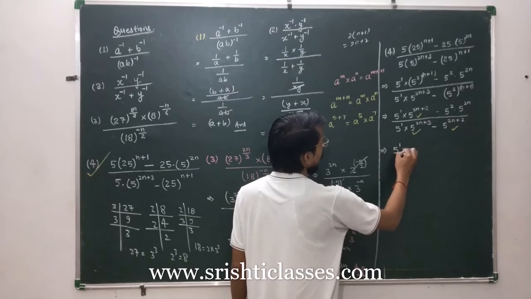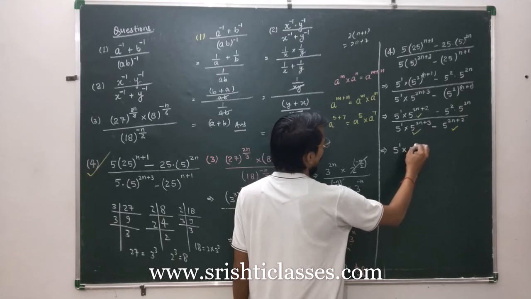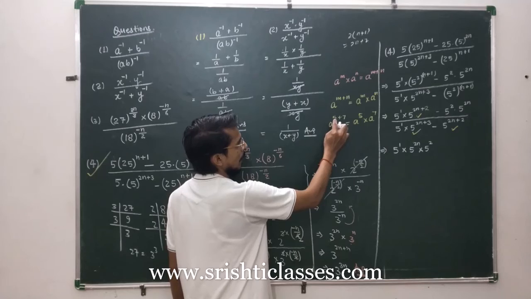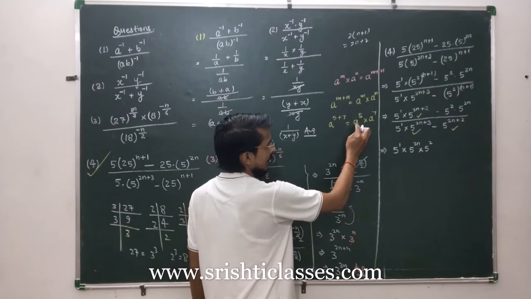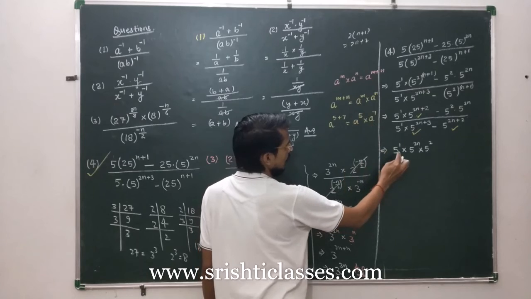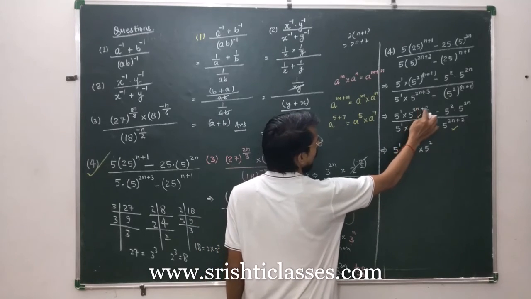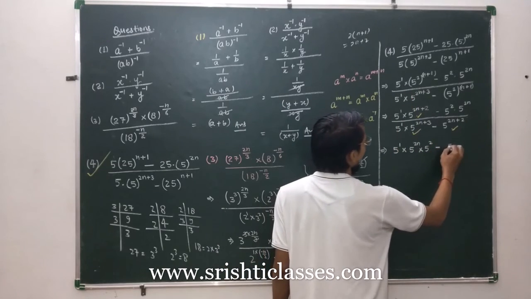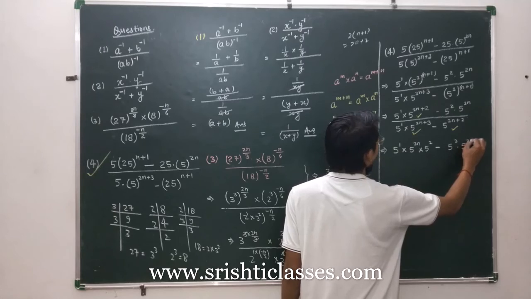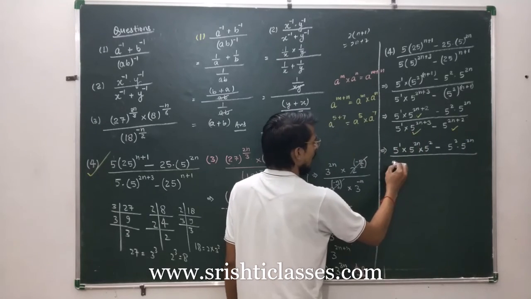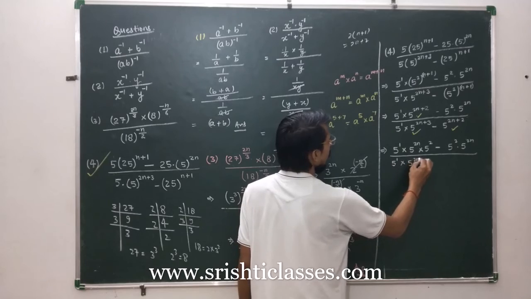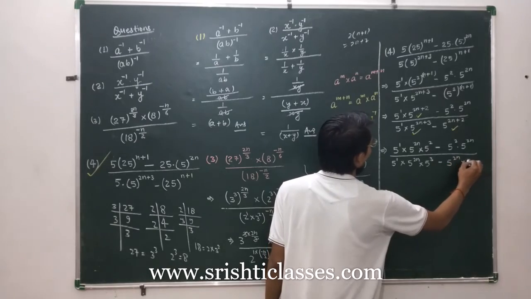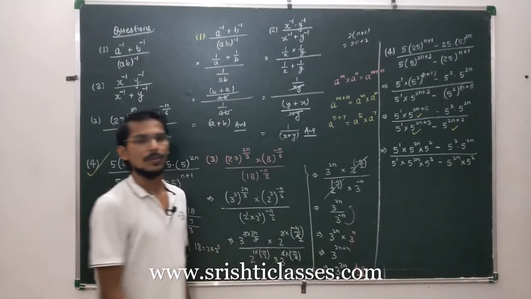5 to the power 1 into, here we can write 5 to the power 2n into 5 to the power 2. Look here, a to the power 5 plus 7 can be written as a to the power 5 into a to the power 7. So 5 to the power 2n plus 2 can be written as 5 to the power 2n into 5 to the power 2. In the same way, we will also apply this concept to the denominator. Here we can write 5 to the power 1 into 5 to the power 2n into 5 to the power 3 minus 5 to the power 2n into 5 to the power 2.